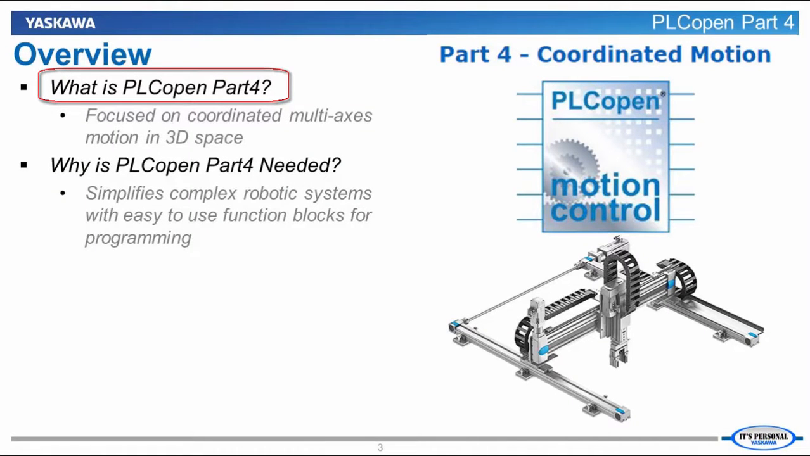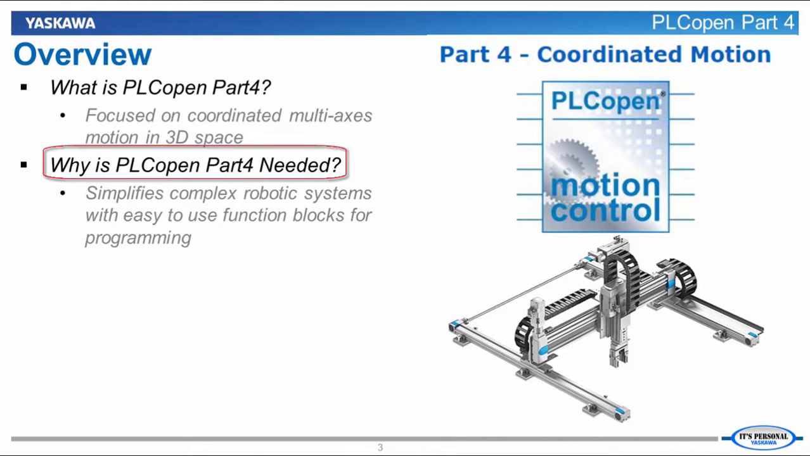It is a subsection of the PLCopen specification that focuses on coordinated multi-axis motion that takes place in 2D and 3D space. Simply put, the specification outlines how multi-axis systems should be controlled. Why is a specification like this needed? It is needed because it simplifies complex motion systems and allows them to be programmed by using simple function blocks.